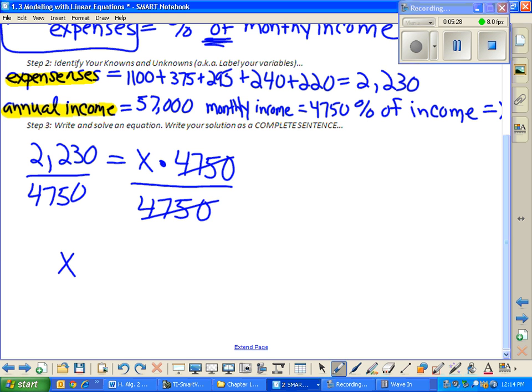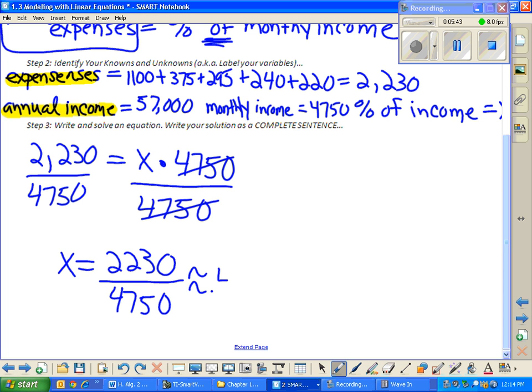So my percent is going to be established by dividing 2,230 by 4,750. And when I worked that out, I got about 0.47. So we could translate that to be 47%, which is really good. They're living well within their means if they're not even spending half of their income each month.